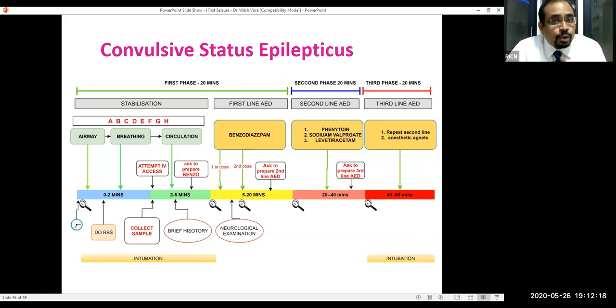This is a nice algorithm. I'm not going to detail it, but only salient points. Initially, stabilization: airway, breathing, circulation, blood sugar, etc. First line is 2 doses of benzodiazepines. You can give community midazolam spray and something IV once you get the IV access. After 2 doses, if still going on, use phenytoin, sodium valproate or levetiracetam. Doses, you know, 20 mg per kg, slow infusion over 20 minutes. And you can go on to intubation. So it's a standard protocol, and make sure you use it very rigidly.